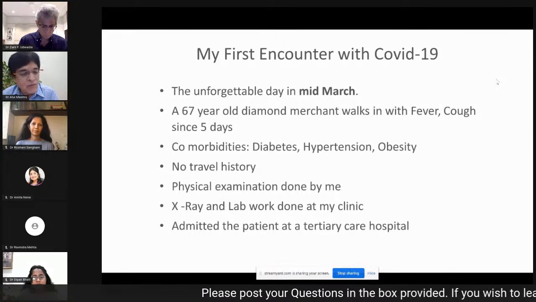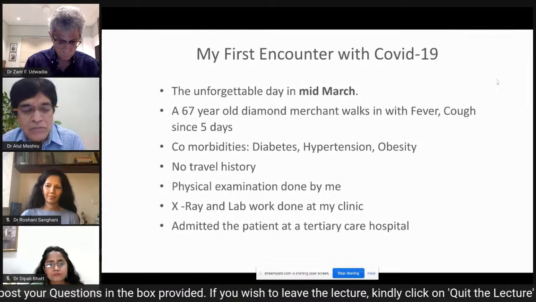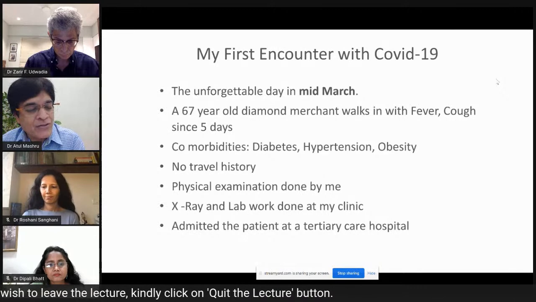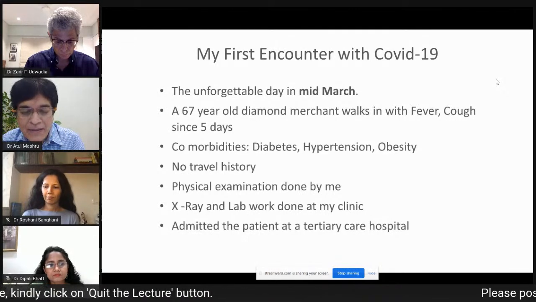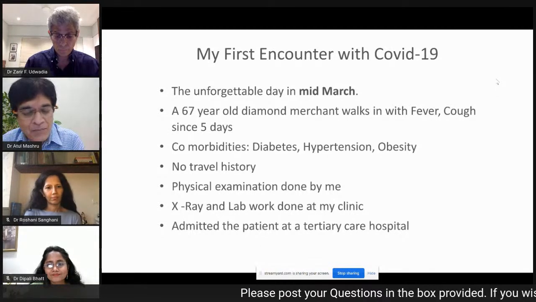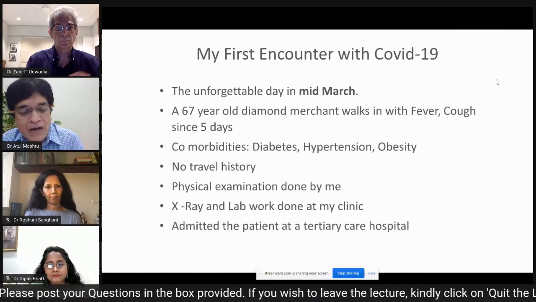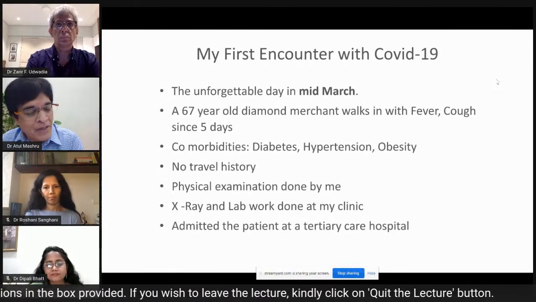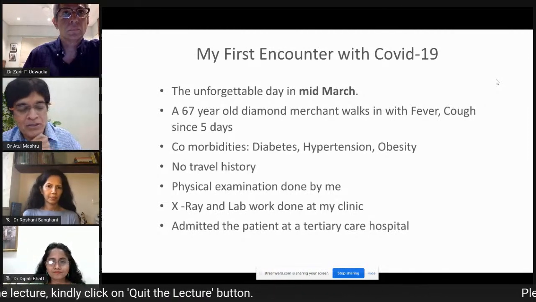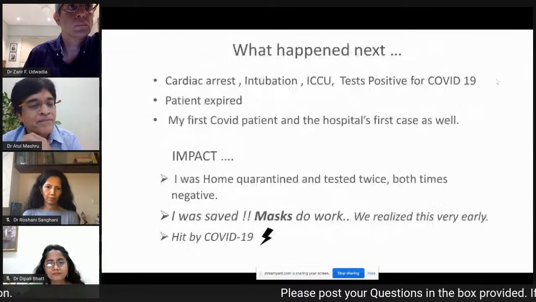At this point of time, COVID was rampant in China, Italy, and other parts of Europe, but not much in India. He had fever, cough. There was no travel history. So I examined and auscultated him and spoke with him for almost 20 minutes. And I asked for an X-ray and some blood tests, which were done at my clinic. The X-ray showed a patch of pneumonia, and I thought it was a community-acquired pneumonia because of his comorbidities like diabetes, hypertension, and obesity. I admitted him at a tertiary care hospital.